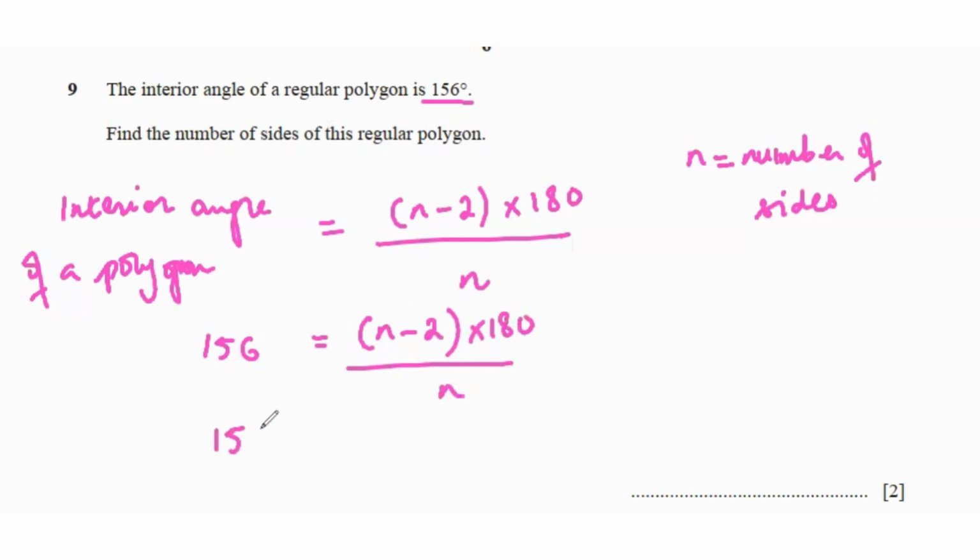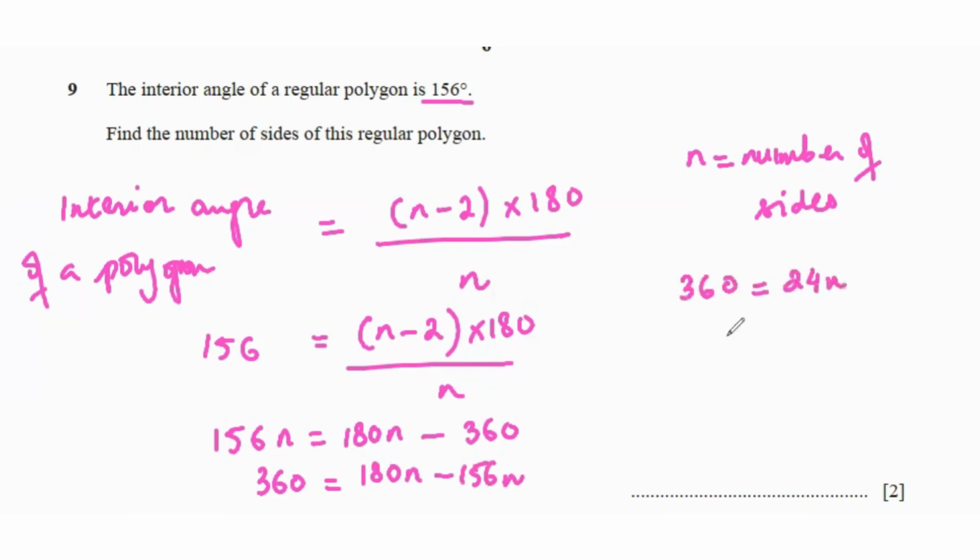Cross multiply to get rid of the fraction. So it becomes 156n, and then we expand the bracket: 180n minus 2 times 180, which is 360. Collect the like terms on each side. I take 360 to the left-hand side, it becomes positive 360. On the right-hand side, we have 180n minus 156n. 180 minus 156 is 24. So 360 equals 24n. Divide both sides by 24, and we have 15 as the number of sides.